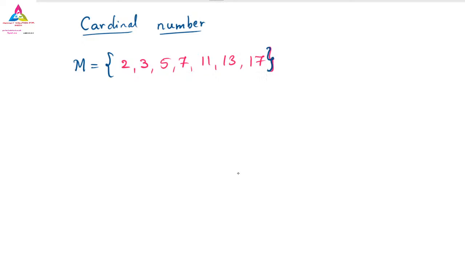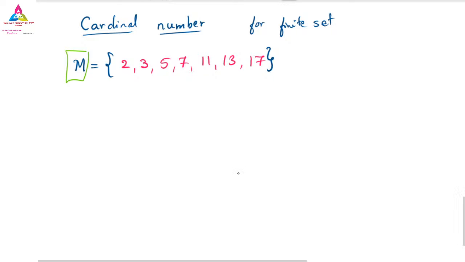We will apply the cardinal number only for a finite set. We will not use cardinal numbers for an infinite set because we can't find it for an infinite set. A cardinal number is nothing but how many elements we have in the set M. That is called the cardinal number. That is most important. Count it. Cardinal numbers are only suitable for a finite set.